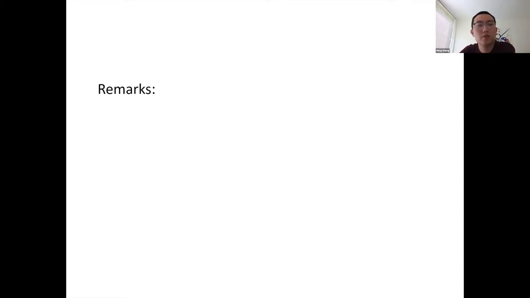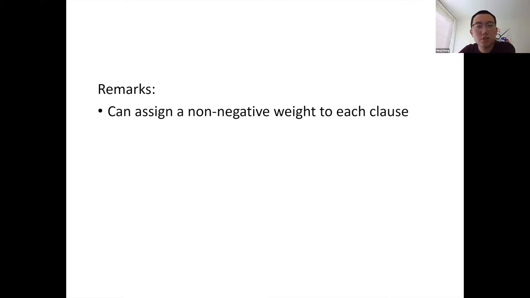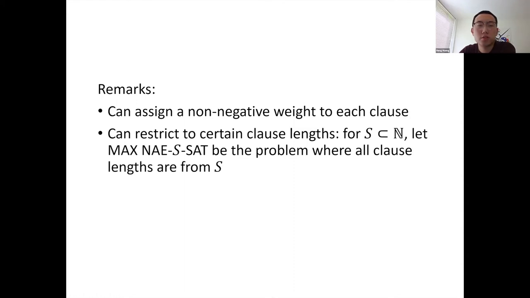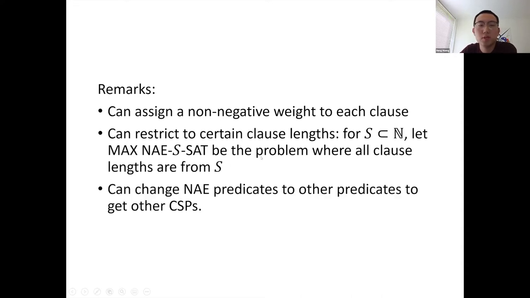A few remarks. We can assign a non-negative weight to each clause, and we usually do it in such a way that the sum of the weights is equal to 1. So we can talk about things like sampling a clause or the expected value of a solution. And we can restrict this problem to certain clause lengths. For S, a set of natural numbers, we let Max NAE-S-SAT be the problem where all clause lengths are from S. And we can change NAE predicates to other predicates to get definitions for other CSPs.